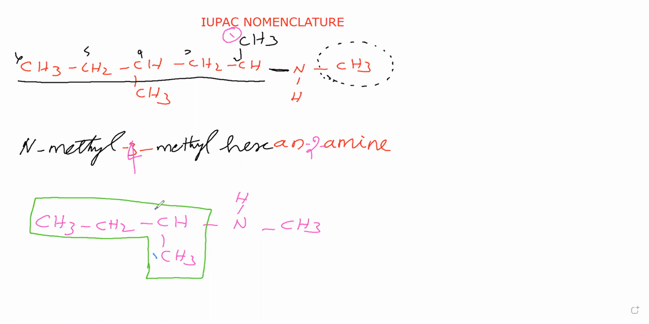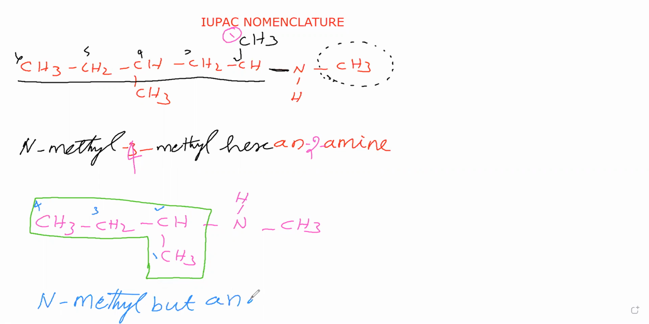For this parent, we are giving numbering like this. This is CH3, called methyl. This methyl is attached to N, therefore we will call it N-methyl. This name we are saying separately, and this name we are saying as the parent. This root word contains 4 carbon atoms, therefore but.